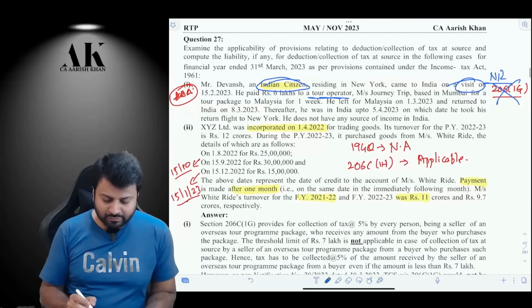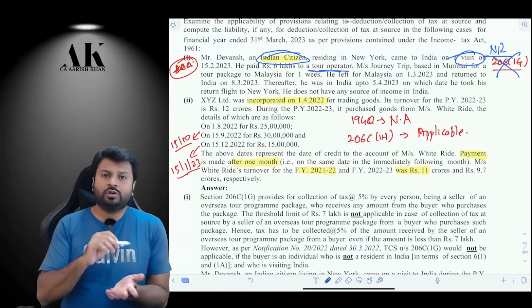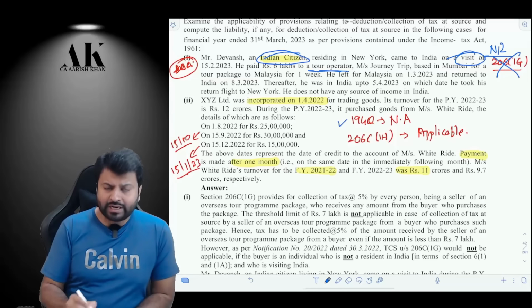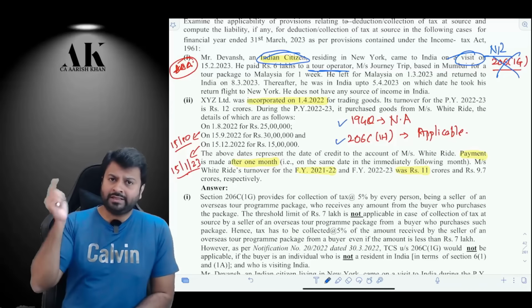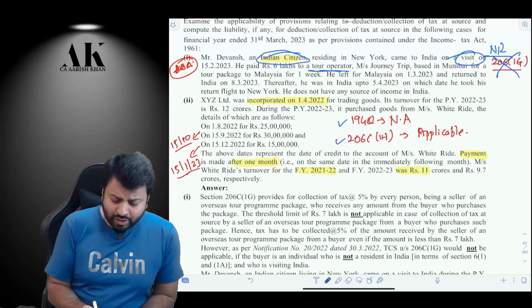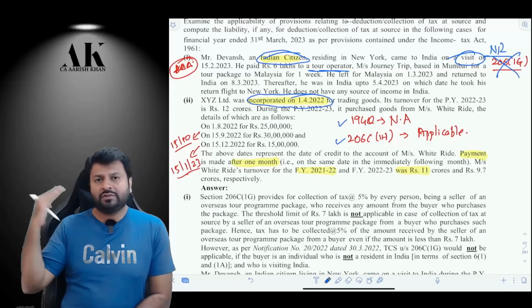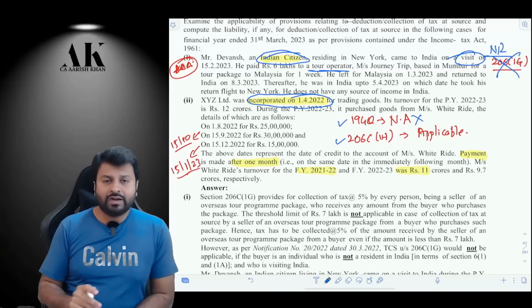Okay. Second question is what? Second question is based on 194Q and 206C(1H). Always remember, between 194Q and 206C(1H), always give preference to 194Q first and then 206C(1H). But in this question, 194Q is not applicable because the buyer is in the first year of business. Buyer has a first year of business, therefore the last year's turnover is 0. Therefore, for buyer, 194Q is not applicable.